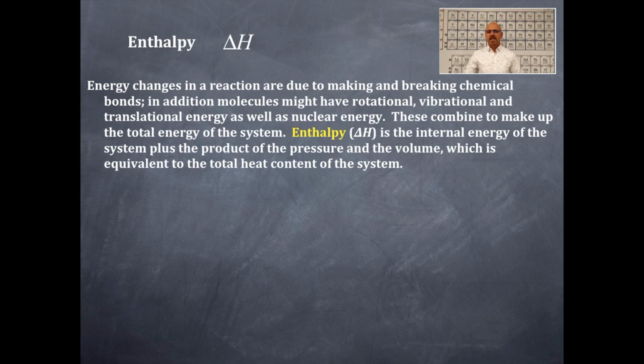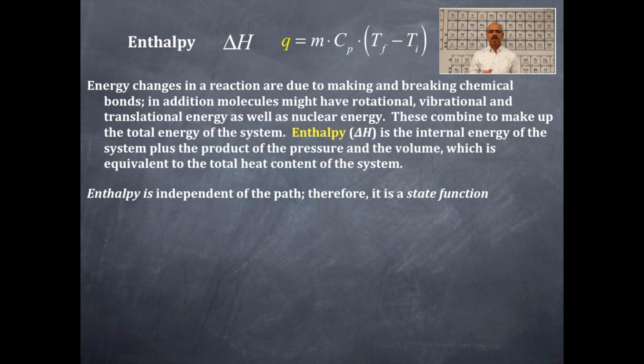Enthalpy, or delta H, is the internal energy of the system plus the product of the pressure and the volume, which is equivalent to the total heat content of the system. And we actually have already discussed this, and that's why we have the Q. The Q is equal to the mass, specific heat, and the difference between final temperature and initial temperature. Okay? Enthalpy is independent of the path, therefore it is called a state function. An example of a state function is your bank account. It doesn't matter if you have $100 in your bank account, you could have arrived there by putting 1 penny in there every day for 100 days, or you could have gotten a $100 bill and put that in there in 1 day. So it is path independent.